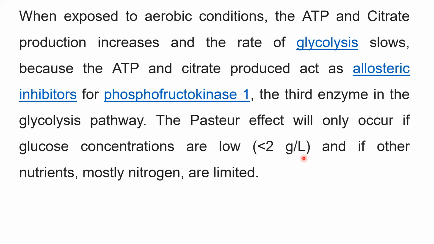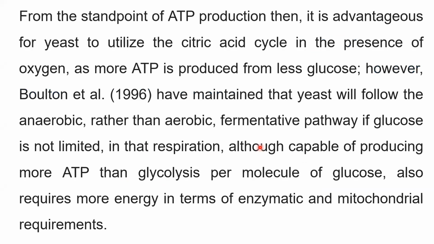So when the concentration of glucose is low, that is less than 2 grams per liter of the media, and if nutrients, mostly nitrogen, are limited, then you can see the rate of glycolysis is slowed down. So from the standpoint of ATP production, it is advantageous for yeast to utilize the citric acid cycle in the presence of oxygen, as more ATP is generated.